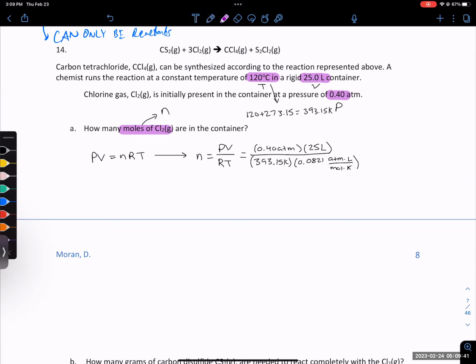There's like a million R's, by the way. So this one's the one you're going to use for this class. When you take Gen Chem 2, you'll learn about another R that you can use. All right, so when you put this into a calculator, you should get about 0.31 moles of Cl2. Boom, got it.